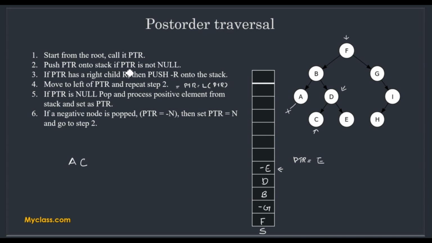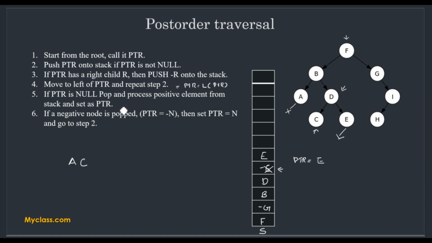So what is step 2 saying? Push PTR onto the stack. So we have already popped minus E, and now we want to push E. Then if E has a right child, we want to push that minus R onto the stack, but no. If the right of E is there, then we also want to repeat step 2, but no. Then we are going to step 5.